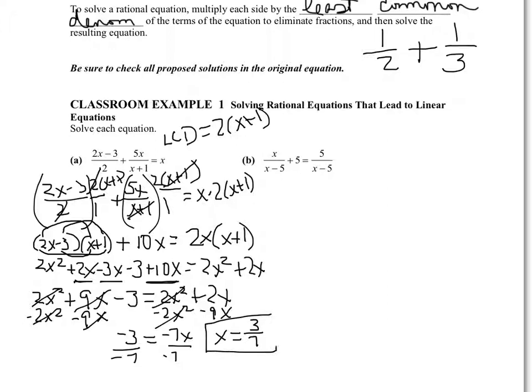Now, as I box this up, I need to go back and look at the original equation. Because if 3/7, if I try to plug it in for x, would make a denominator become 0, it's not a valid solution and I can't use it. But the only denominator that had an x is the second fraction, 5x over x plus 1. And if I use 3/7 there, I do not get 0 in the denominator. So it's a valid solution.